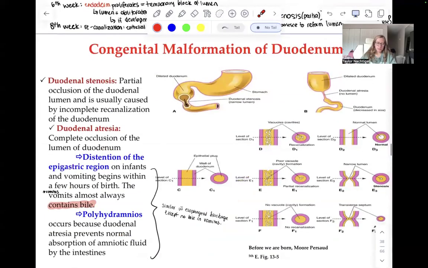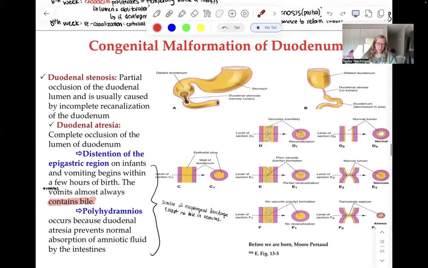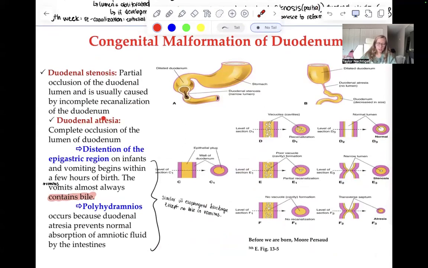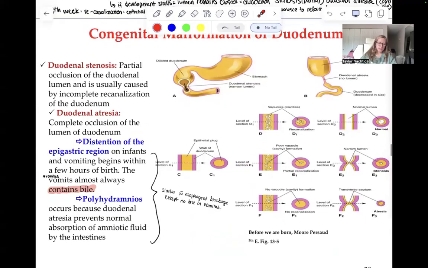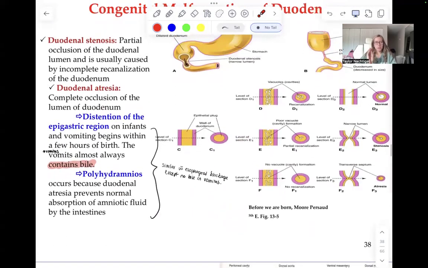Okay, so just like with the stomach and the esophagus, we can get an atresia or a blockage. That's referred to as a duodenal stenosis, partial occlusion of the duodenal lumen caused by incomplete canalization, versus a duodenal atresia, which is a complete occlusion of the lumen. That's important to note. A stenosis is just a partial closure. The atresia is a complete closure.